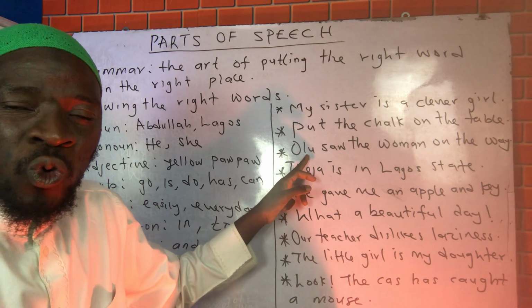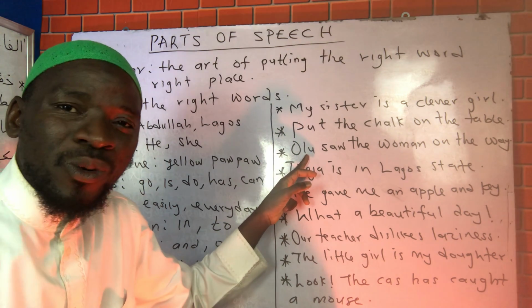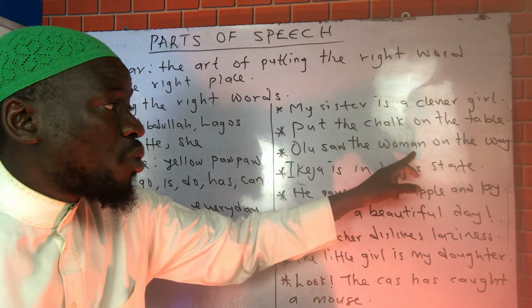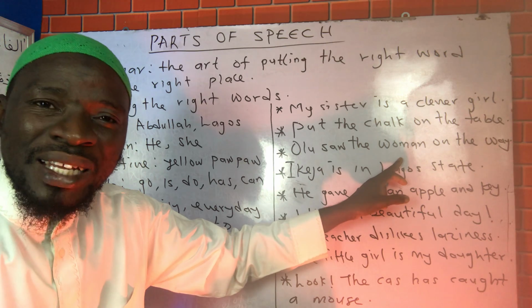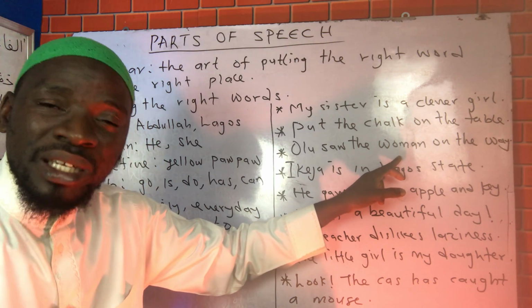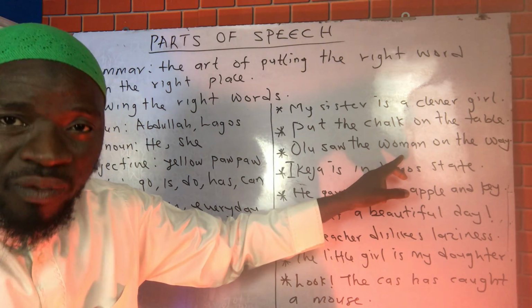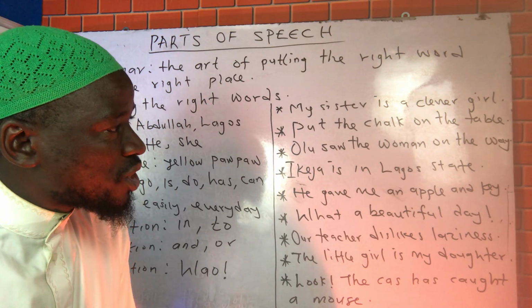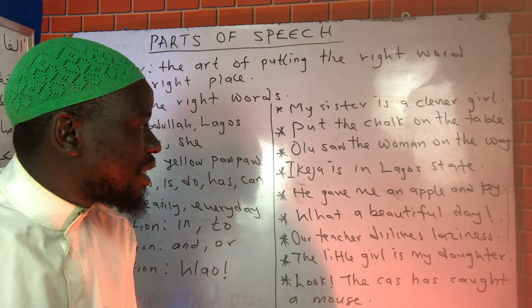Then we have Olu. Olu is the name of a person, a particular person. Then saw is an action word, the verb. Woman is the name of a part of woman folk. Then on is a preposition. The way is also a noun.